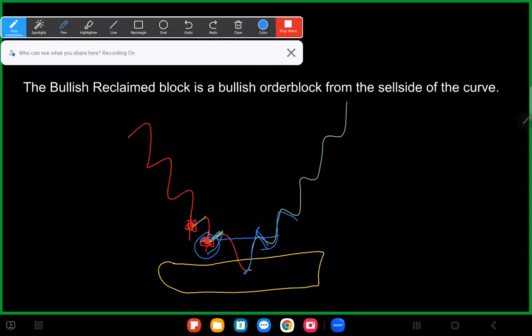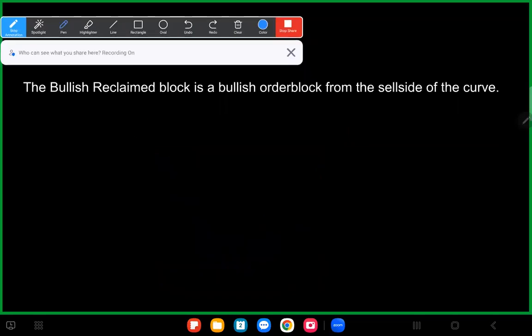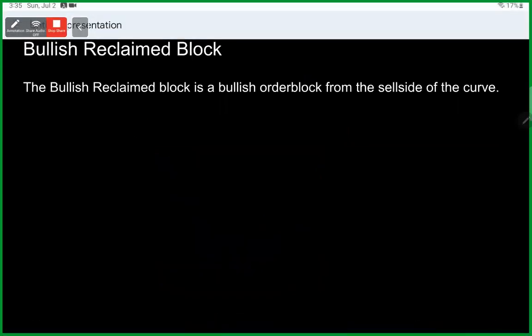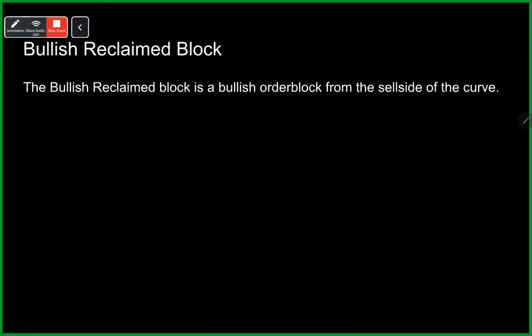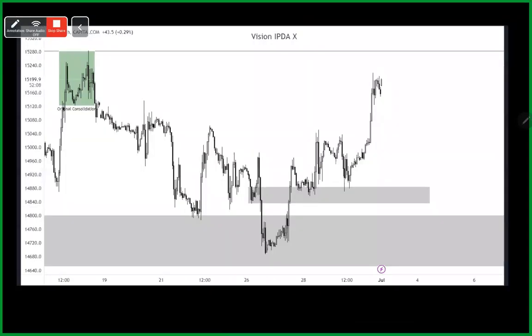And then, as I already mentioned, this is an area where the market makers were scaling in their positions. So once price goes to the buy side of the curve, it'll seek to come back down here, and then the market makers will mitigate their positions or stack on more positions there, and then price goes higher. So just in theory, that's what a bullish reclaimed order block is. Now let's take a look at an example.